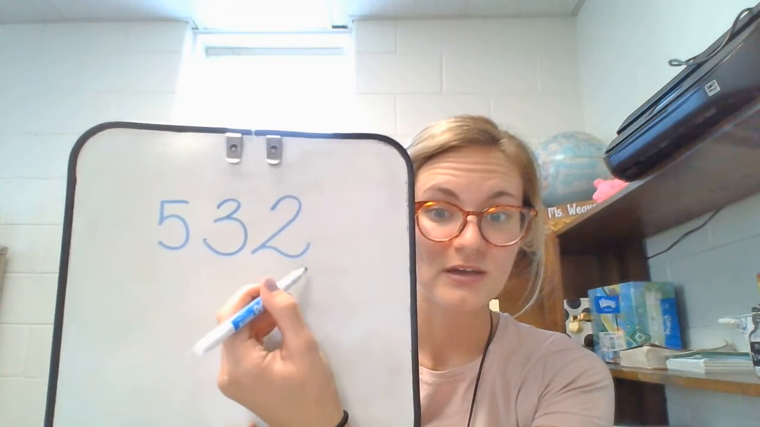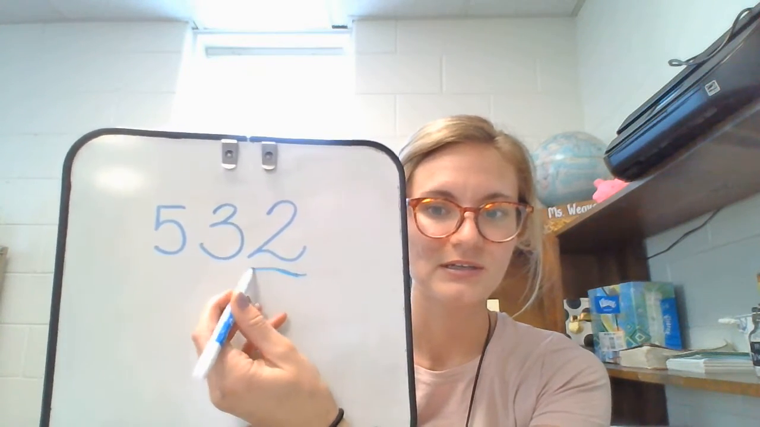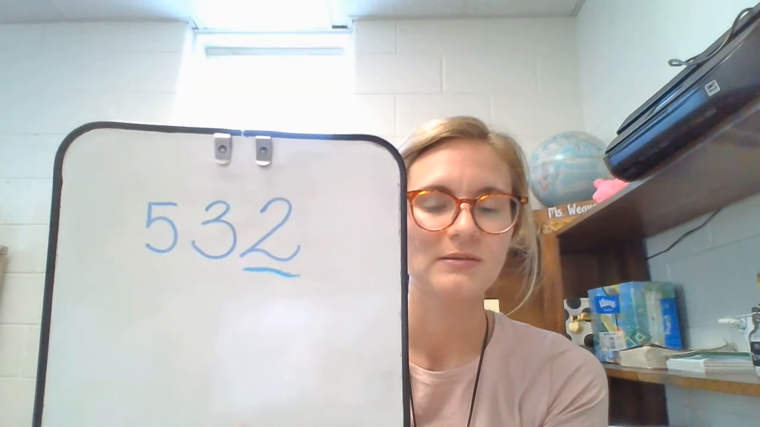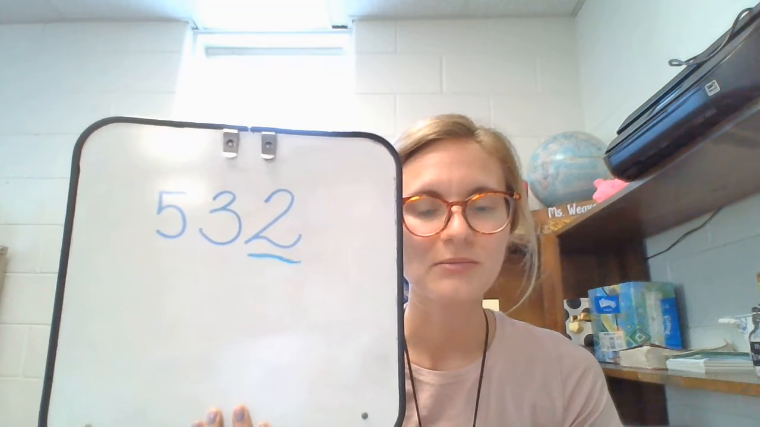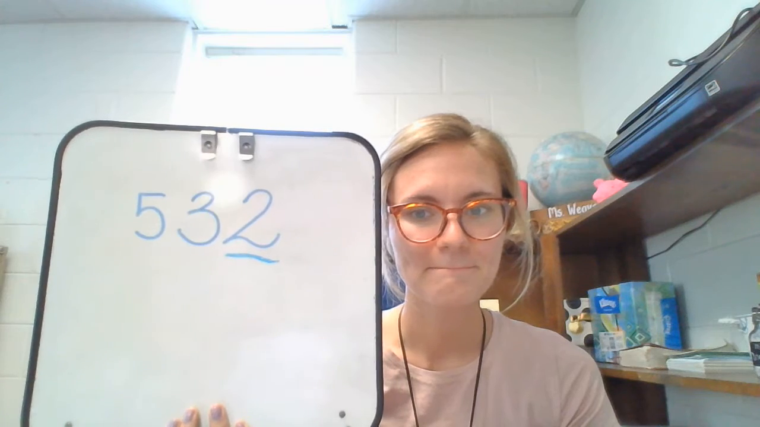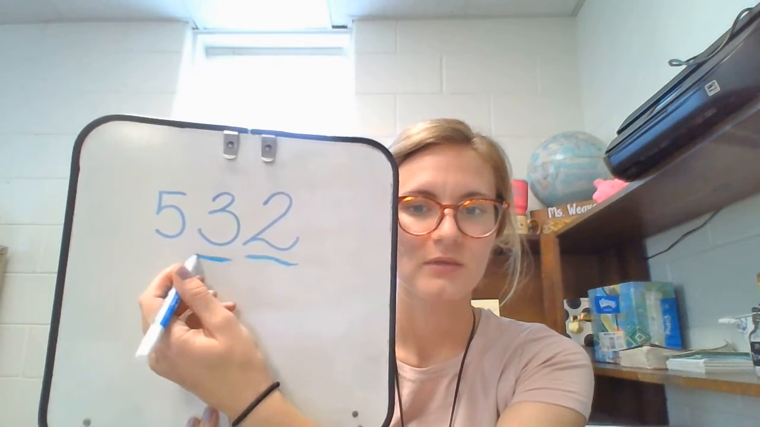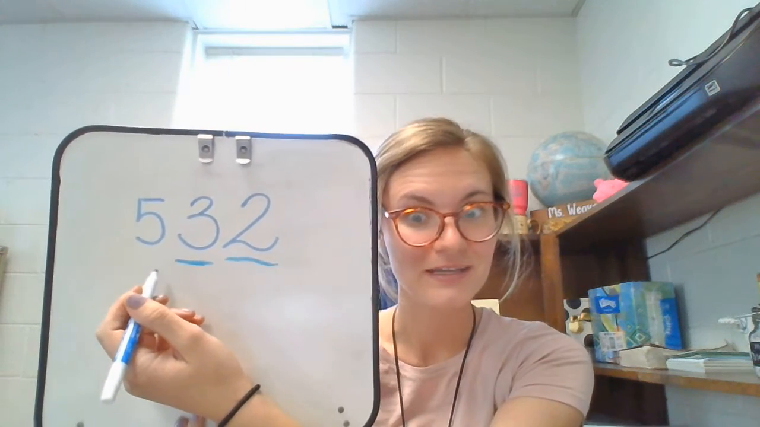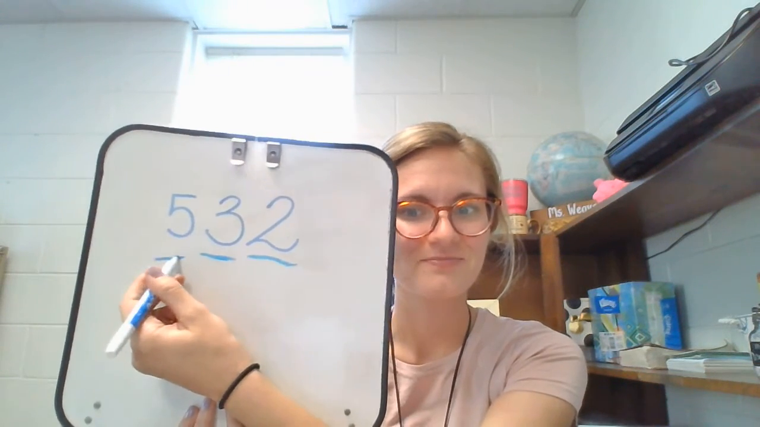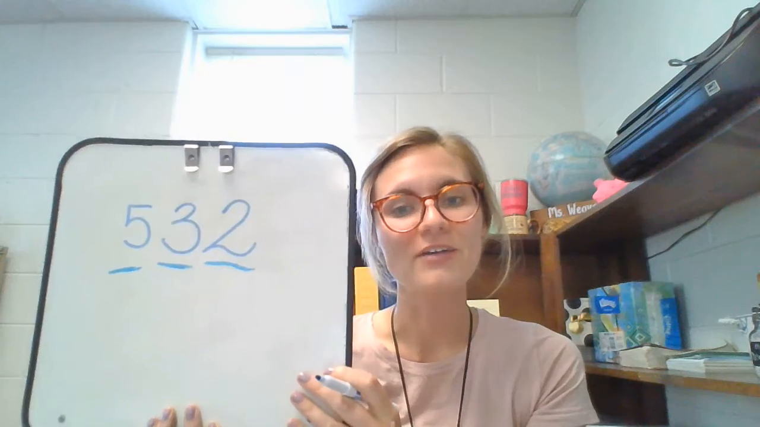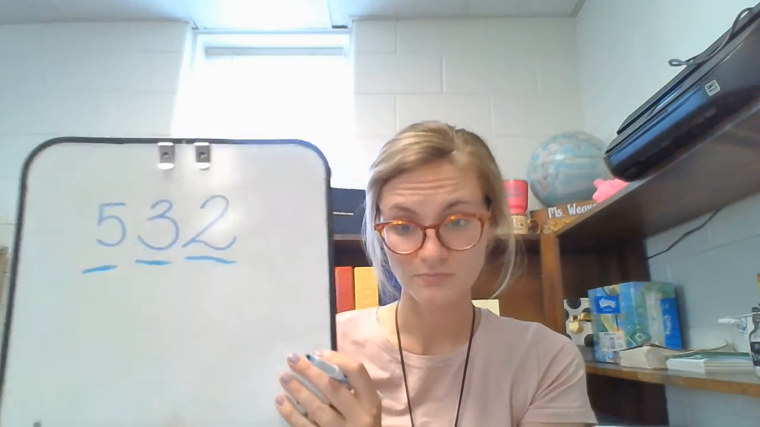It should be the 2. This number is in our ones place. What about tens? What number is in the tens place? 3, right? And then what one's in the hundreds place? 5, right? So in 532, 5 is in the hundreds, 3 is in the tens, and 2 is in the ones place.